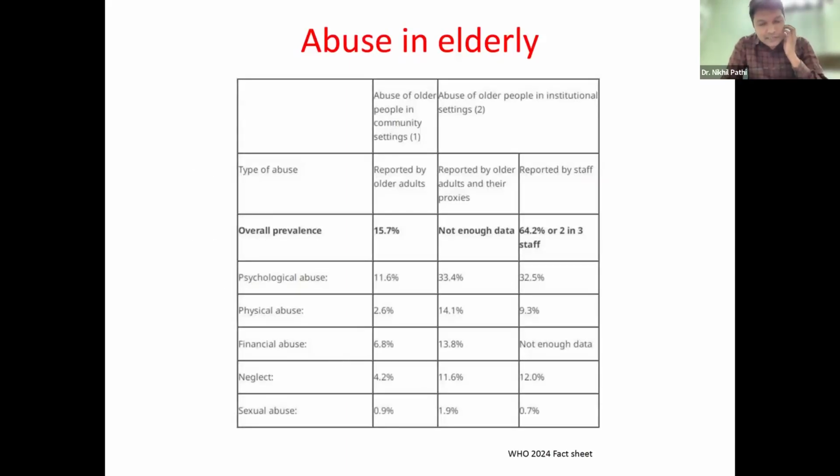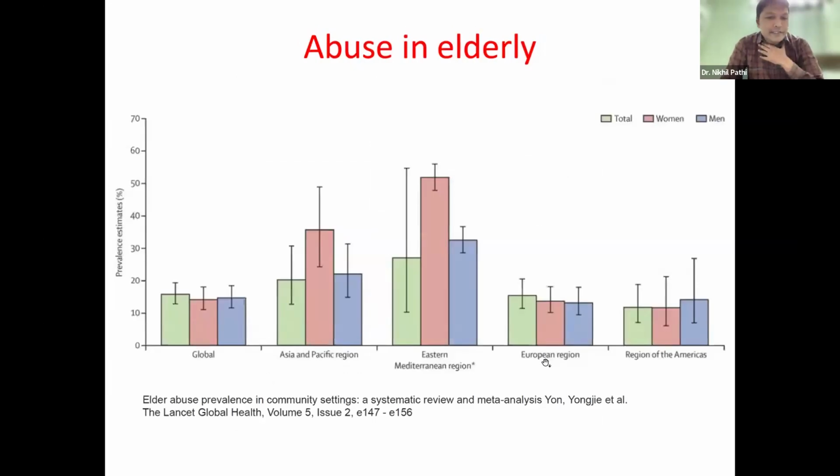When we look at the literature again, the WHO 2024 fact sheet reports numbers across various types of abuse, physical, psychological, and financial. I think it is still underreported and significantly higher than what is shown here. Even in the Asia Pacific region, the documented prevalence of abuse in the elderly reaches somewhere up to 30-40%, with abuse being more common in females than males.